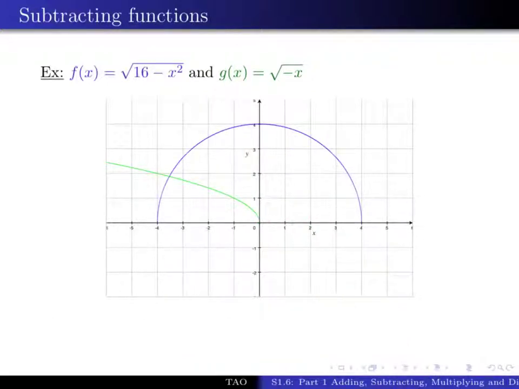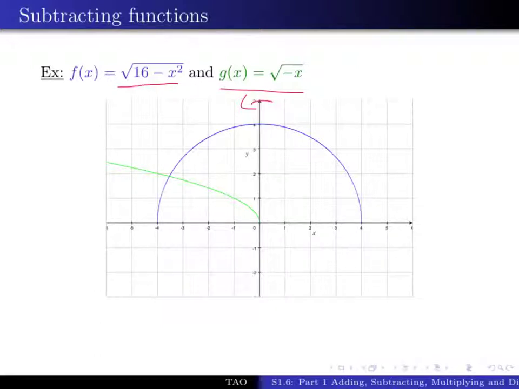All right, so in this case, we're going to take our two functions, f, which is the square root of 16 minus x squared, which is a semicircle of radius 4. And our g of x is the square root of negative x. The negative x means that we take our square root of x and flip it across our y-axis.